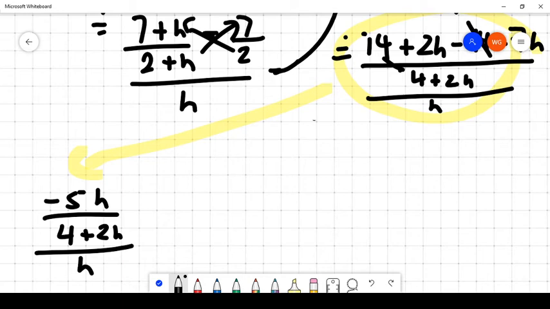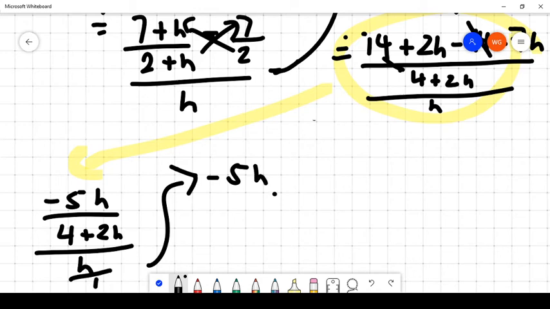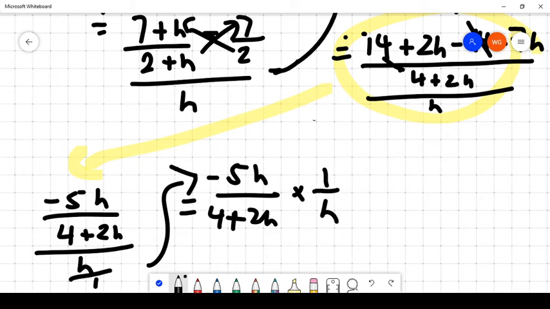When you divide a fraction, like negative 5h over 4 plus 2h, all divided by h, that's like dividing by h over 1. So we're going to multiply by the reciprocal, which is 1 over h. So we got negative 5h over 4 plus 2h times 1 over h. And this is significant because that means we can start canceling out some h's.